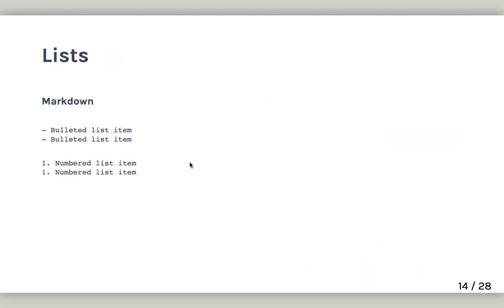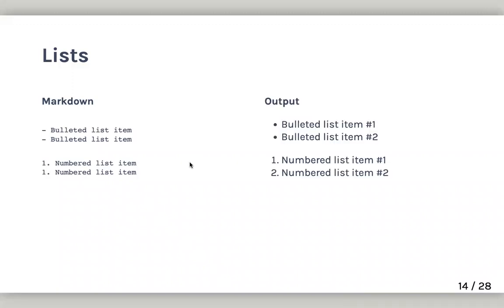You can create lists too. You can have bullet list items by having a hyphen space. Don't forget the spaces, that's important. And then you just list them, and it will automatically create a bullet point list.